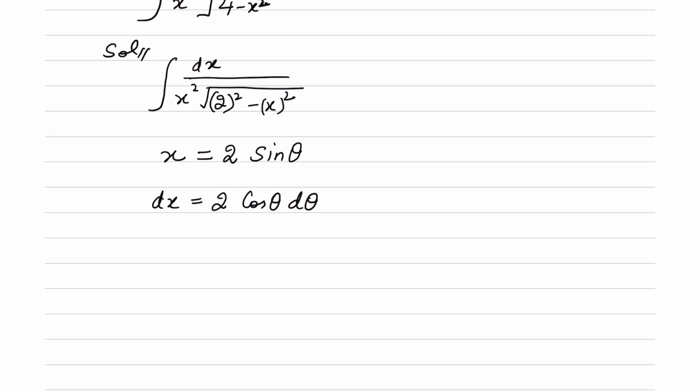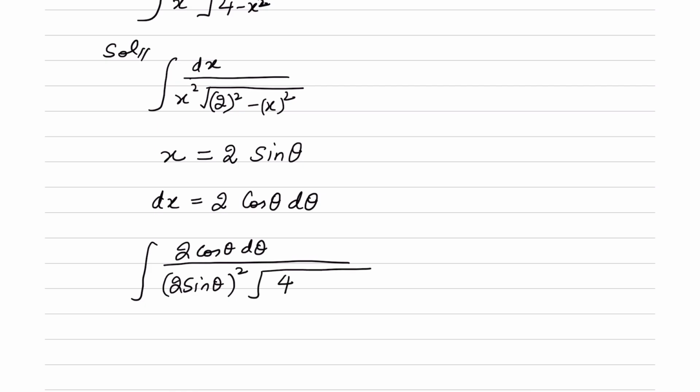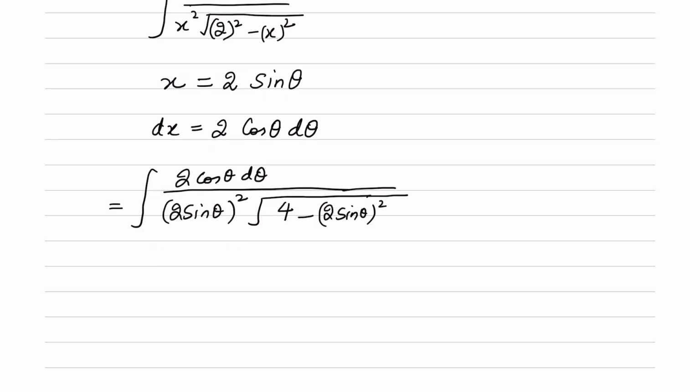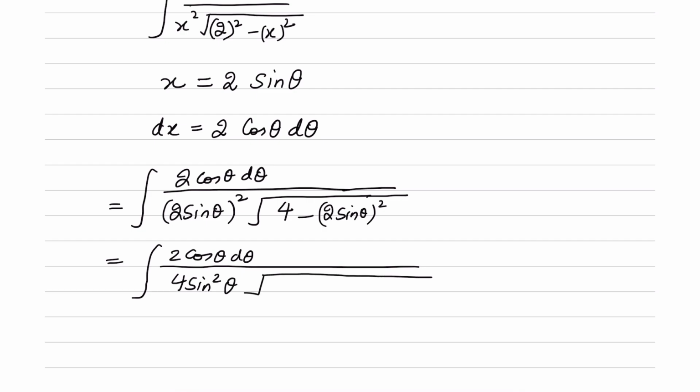Let's put the value of x and dx in our integral. Dx is 2 cos theta d theta divided by, the value of x is 2 sine theta, 2 sine theta square. Inside the square root you have 4 minus the value of x square, 2 sine theta square, gives you 2 cos theta d theta divided by 4 sine square theta. Inside the square root you have 4 minus 4 sine square theta.